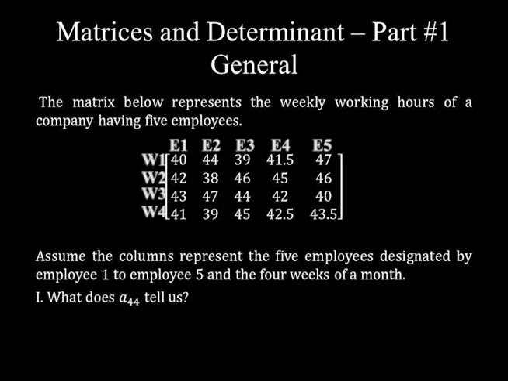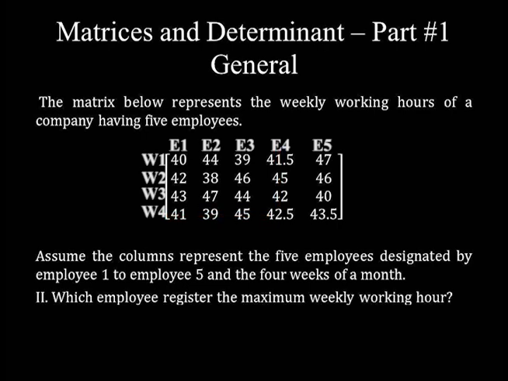First question, what does A sub 44 tell us? It's given that column 1 to column 5 stand for employee 1 to employee 5 respectively, and row 1 to row 4 stand for week 1 to week 4 respectively. A sub 44 denotes the 4th row and 4th column entry, that's 42.5. This 42.5 tells us the 4th week working hours of employee 4, because row 4 represents week 4 and column 4 represents employee 4.